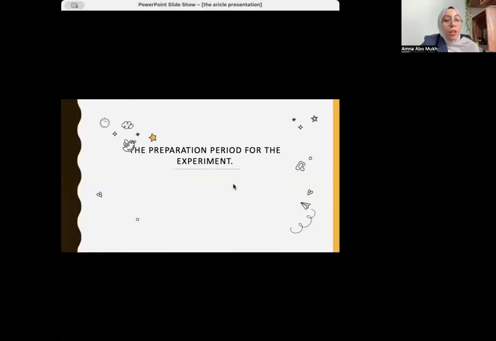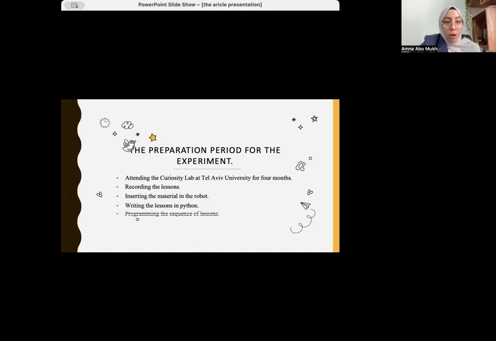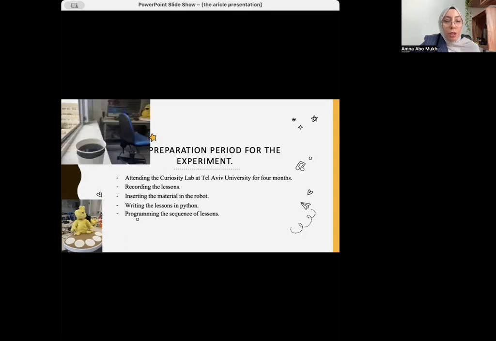The preparation period of the experiment took place in the Curiosity Lab in Tel Aviv University for a whole 4 months, which I remind you that I come from an educational background with minimal knowledge about technology, which I had to be taught from scratch, from the recording of the lessons, the inserting material of the robot, and writing the lessons in Python, and to get at last a programmed sequence of lessons.